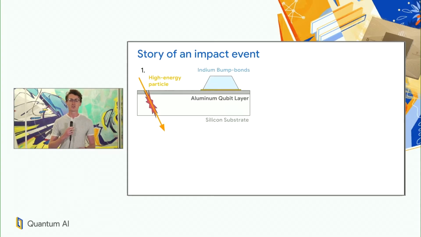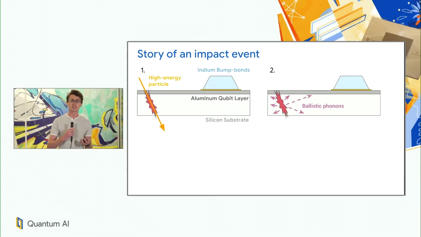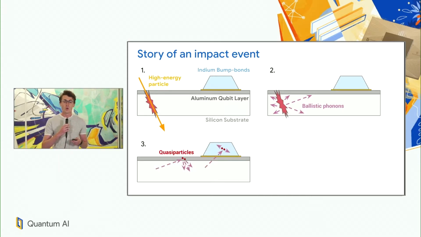So next, I'm going to take you through the story of an impact event. What happens when a high-energy particle passes through our chip? Well, what happens is it deposits a lot of energy, mostly in the substrate of the chip, in the silicon itself. Now, that energy rapidly scatters into ballistic, high-speed phonons, effectively like a shock wave that moves through the substrate until it interacts with the superconducting qubit layer. When it arrives there, it has enough energy to break up the superconducting condensate, producing quasiparticles.